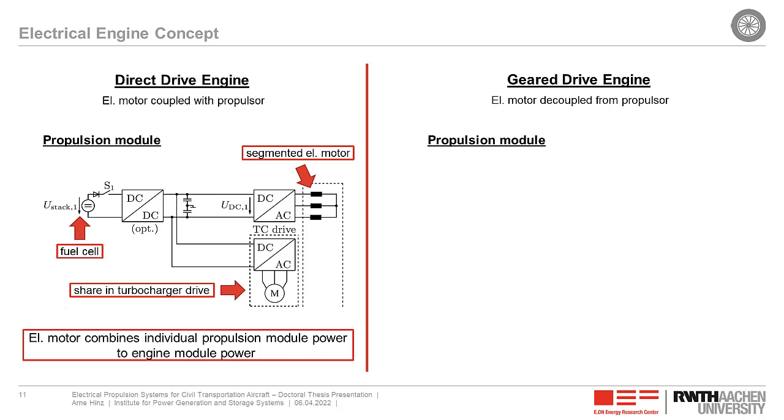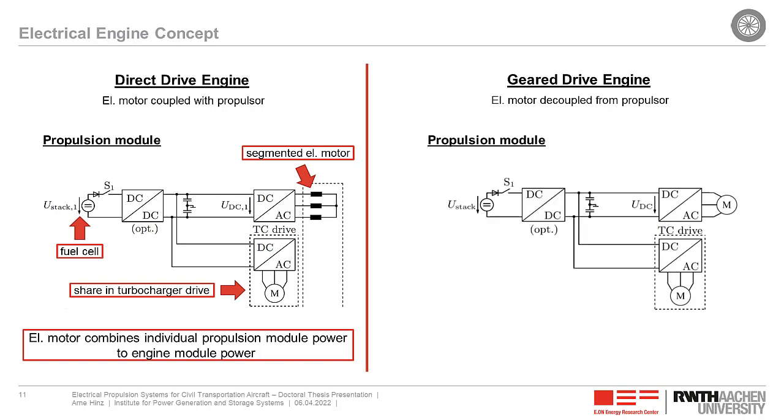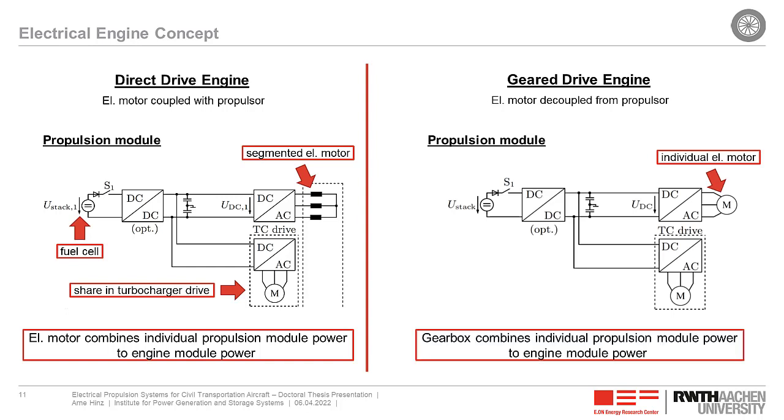For the gear drive engine, the propulsion module looks actually much the same, but we have an individual electrical motor. And the combination of the individual propulsion module powers is then done by the gearbox, which hands it on to the propulsor.